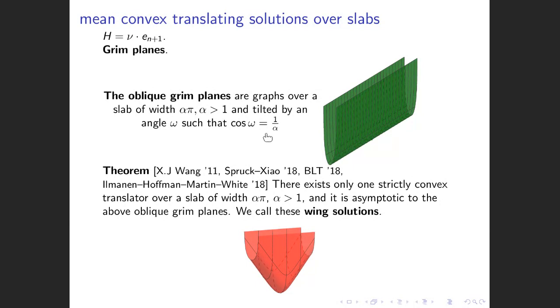The tilt and the scaling should satisfy this relation. It doesn't really matter, but the one determines the other. And finally, there are these solutions which we call the wing solutions that look like two tilted grim planes at infinity, kind of like a wedge. The wedge is made by these two grim planes. And it turns out that in dimension 2, Eilman, Hoffman, Martin, and White showed that in fact these are the only convex ones.